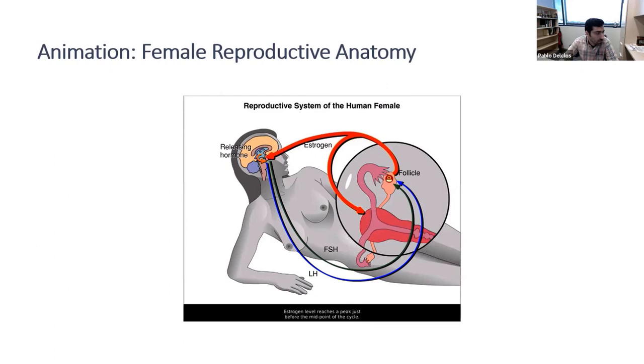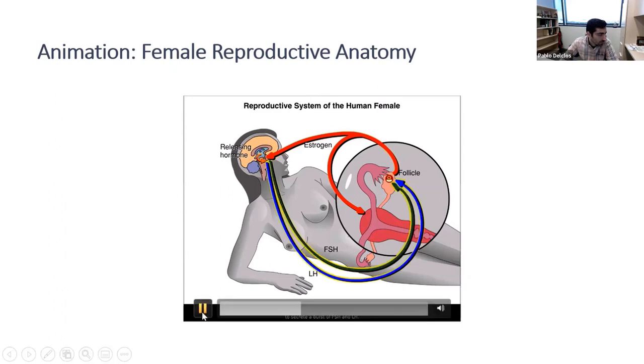Estrogen level reaches a peak just before the midpoint of the cycle. Now the response of the hypothalamus and pituitary to estrogen reverses. The higher level of estrogen actually stimulates the hypothalamus to signal the pituitary to secrete a burst of FSH and LH. So you can see how complicated it becomes. Depending on the phase, what I referred to as a negative feedback turns into a positive feedback, where now the more estrogen there is, the more FSH and LH there's going to be. So it goes from a negative feedback to a positive feedback.